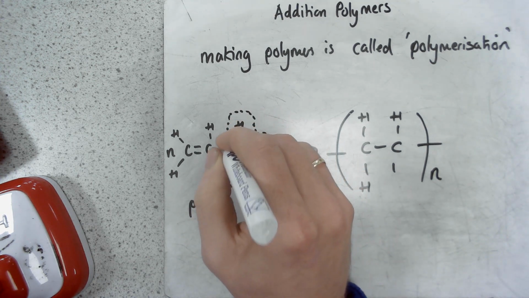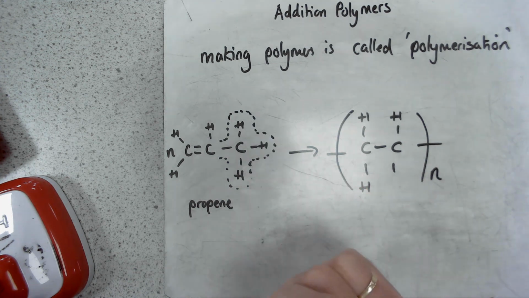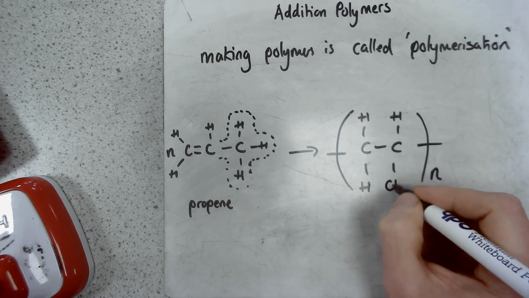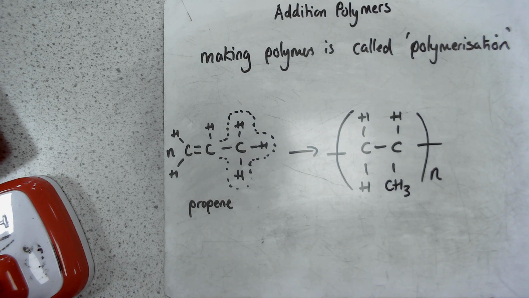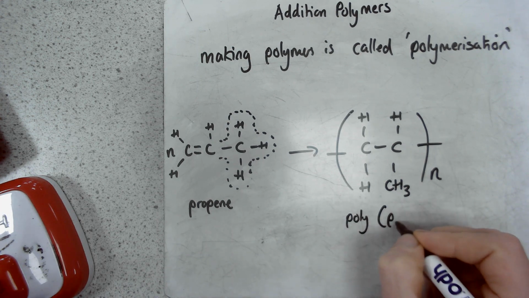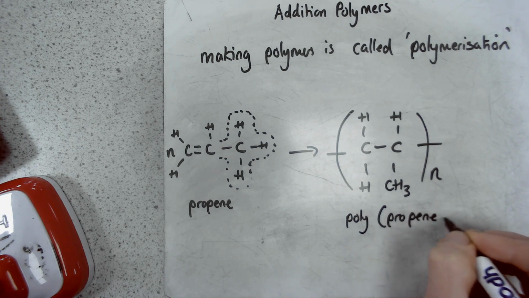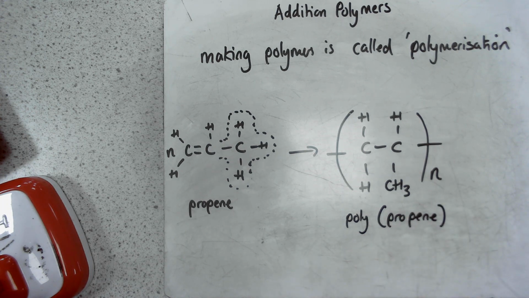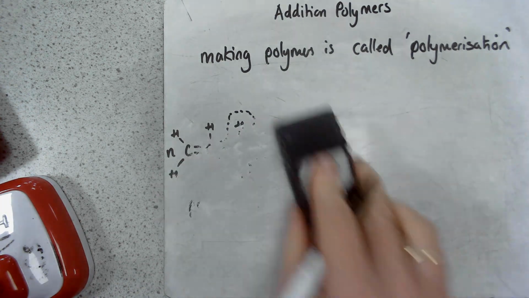Okay, so we've got a little group of atoms, haven't we? We've got C and 3 H's. So let's just shorten that to CH3, like that. And there you have polypropene, like that.